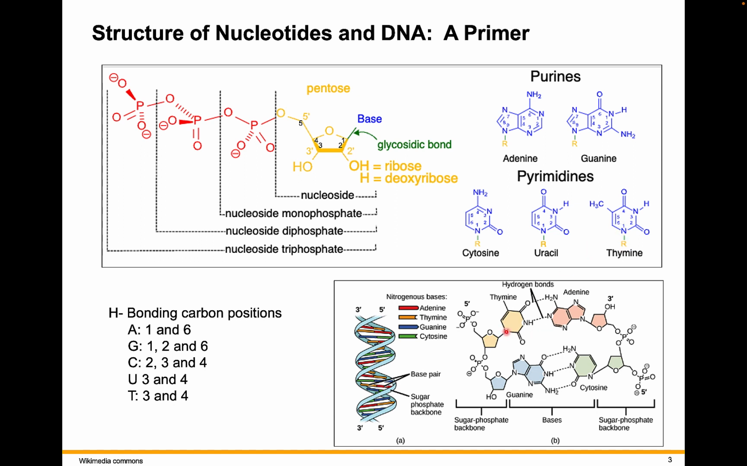So what are the carbons? You have 1, 2, 3, 4, 5, and 6. Here you can see that right here is a thymine, and let's take a look at the thymine. Where are the hydrogen bonding carbon positions? That is what is basically mentioned here. So in the thymine, you can see it is 1, 2, 3, and 4. So 3 and 4 actually form the hydrogen bonds.